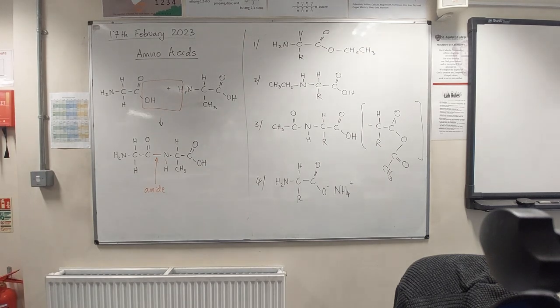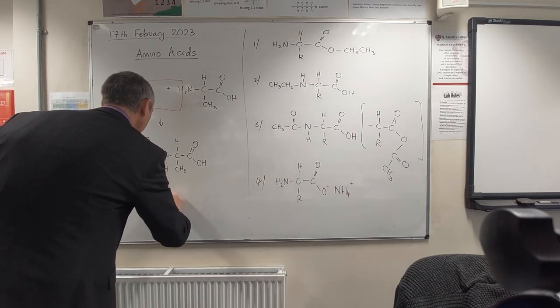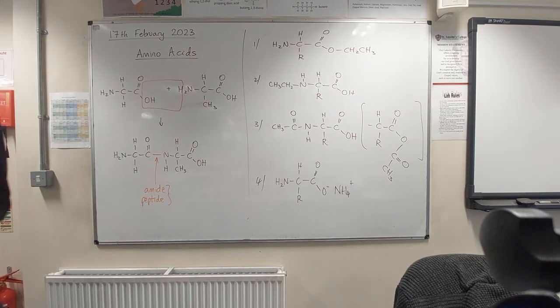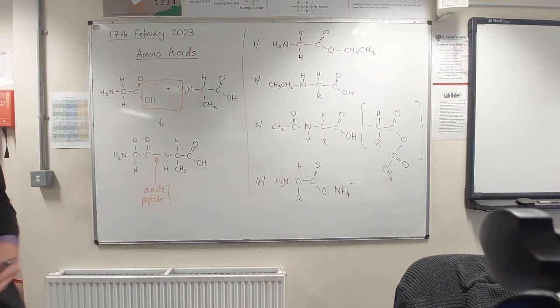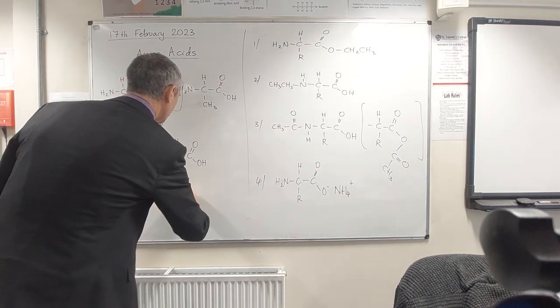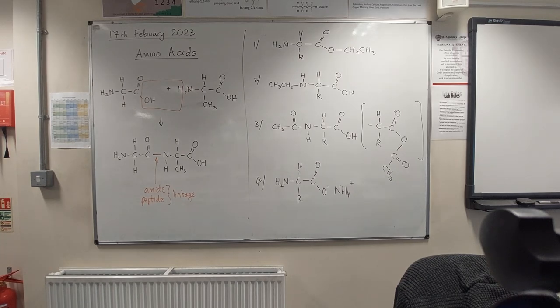So that's our new amide bond that we've made. Of course, biologists don't call it an amide, they call it peptide. If you call it a peptide in the exam, the examiner will smile, say, biologists, and give you a tick. So it's usually described as the amide linkage or the peptide linkage. It's the new bond that joins the two amino acids together.